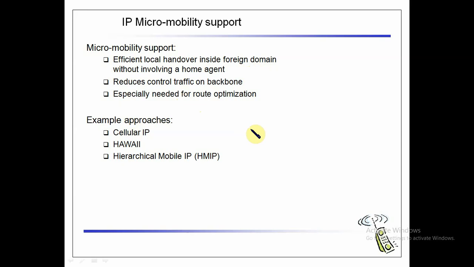And examples for the micro mobility support approaches: cellular IP, Hawaii, and hierarchical mobile IP. Cellular IP provides local handovers without renewed registration by installing a single cellular IP gateway for each domain, and it acts as a foreign agent toward the outside world.